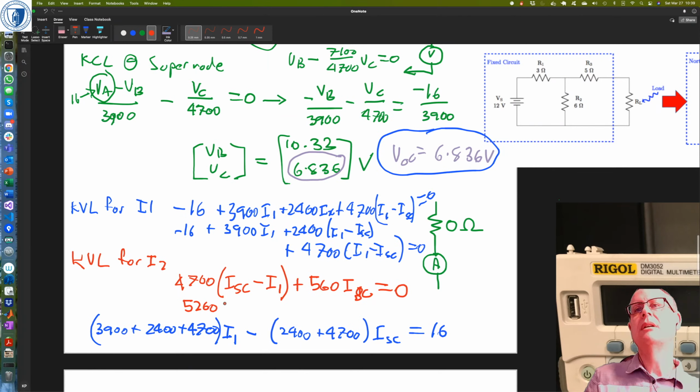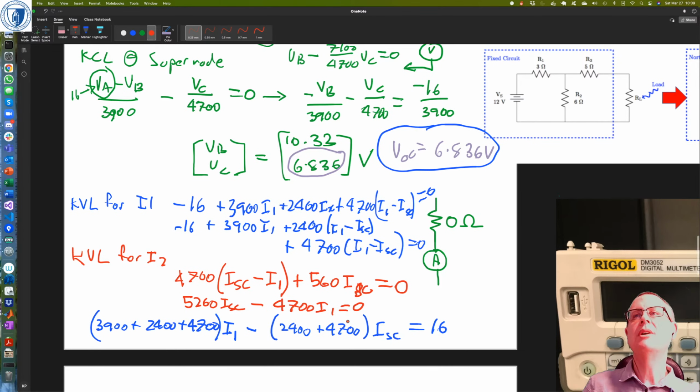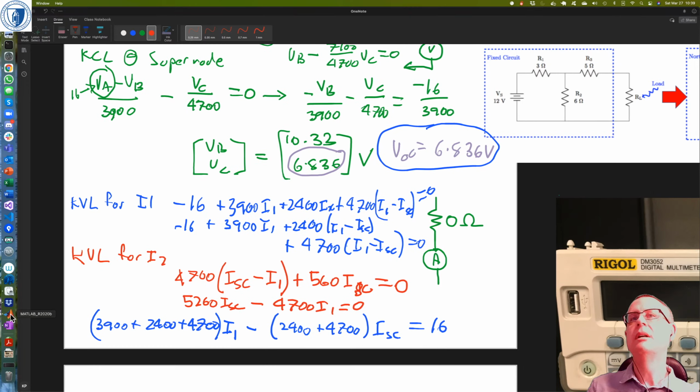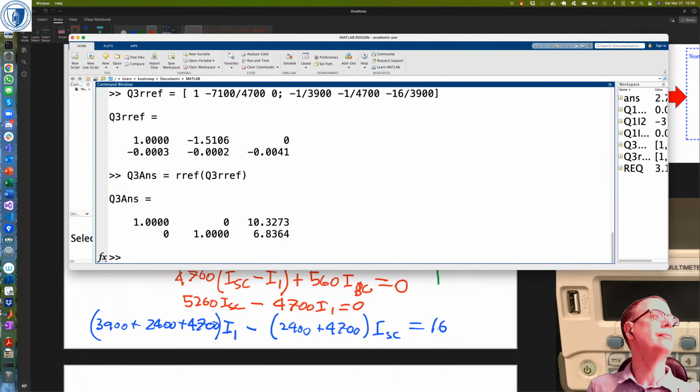Yeah, it looks right. ISC minus 4700 I1 equals 0. So now we have our two equations in two unknowns, so I can bring MATLAB back. And then we can do our, which question is this? This is question 3, and it's RF2.